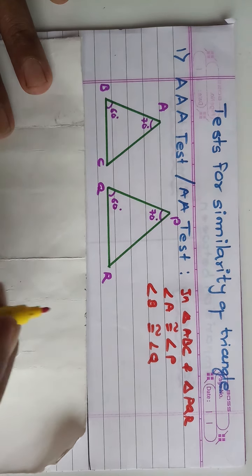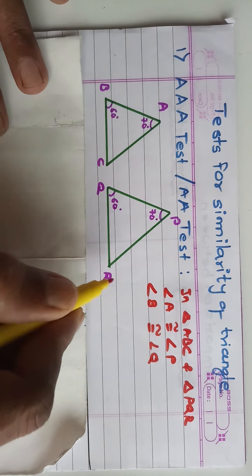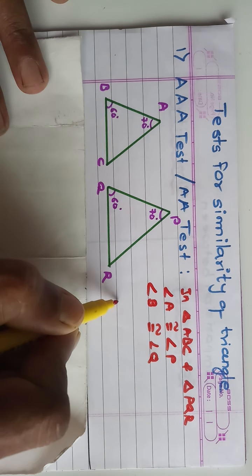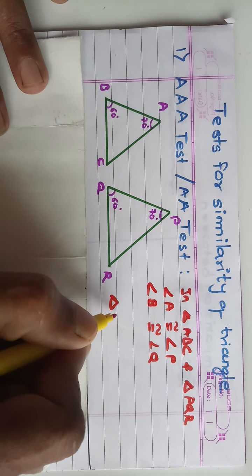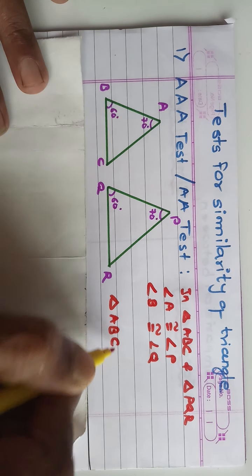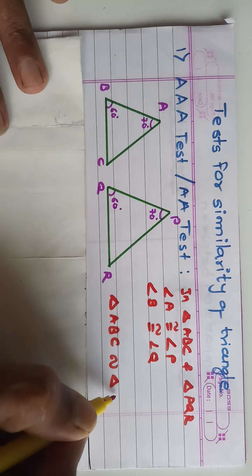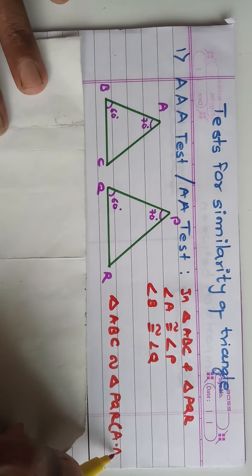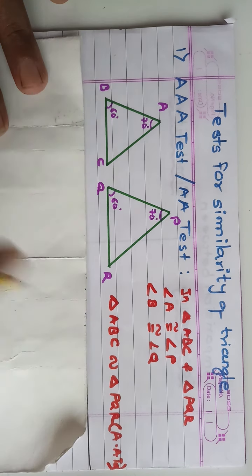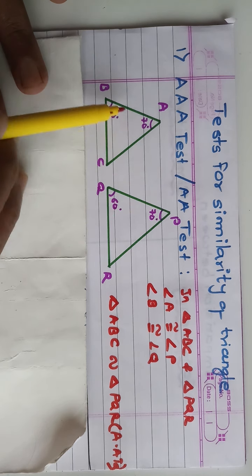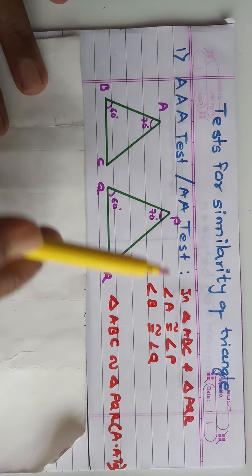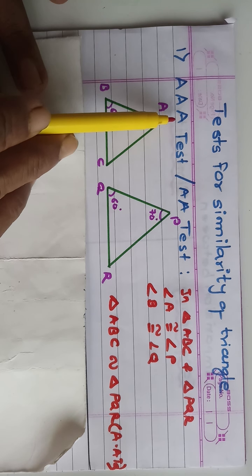So in two triangles, if two corresponding angles are congruent, then those triangles are said to be similar triangles. Therefore triangle ABC is similar to triangle PQR. It is by AA test. Now we call this test an AA test. We can also call this test an AAA test.